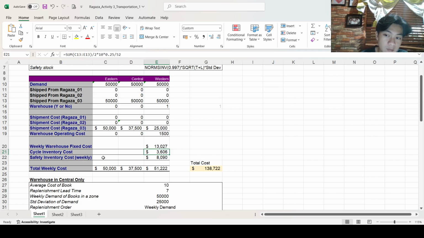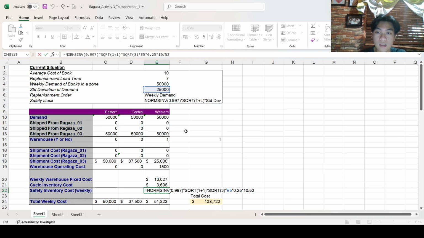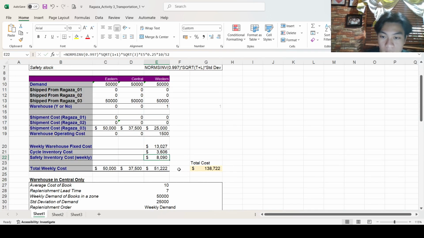And then for the safety inventory cost weekly, which is 8,090, this is the formula again: the probability of 0.997 times the square root of 2 times the square root of 3, and then times the standard deviation of demand, which is 25,000, times the 0.25 times 10, which is the average cost of a book, and then divided by the total weeks in a year, which is 52. Then we will arrive at 8,090.